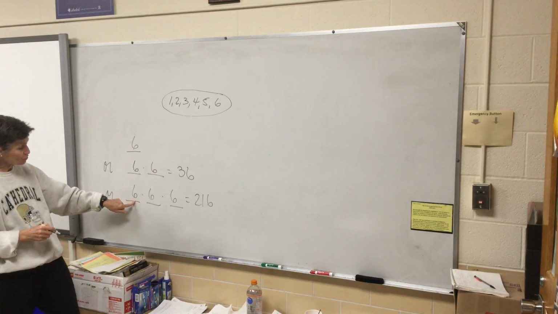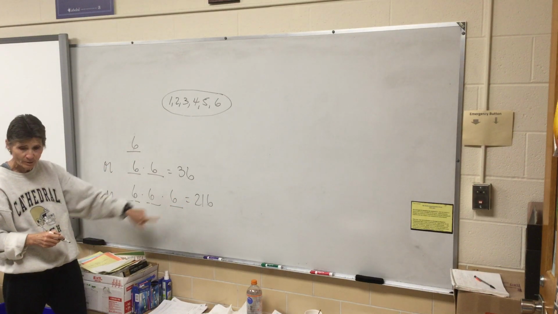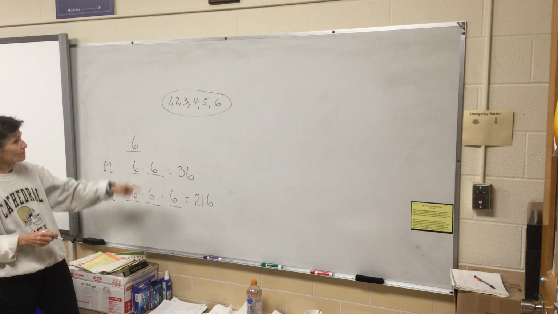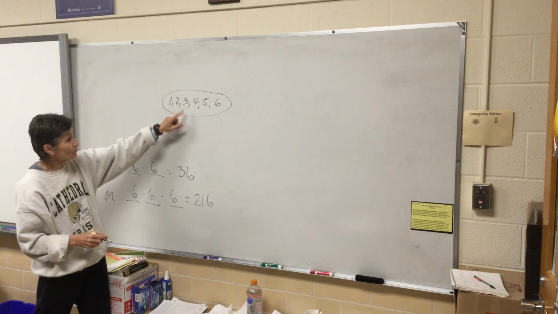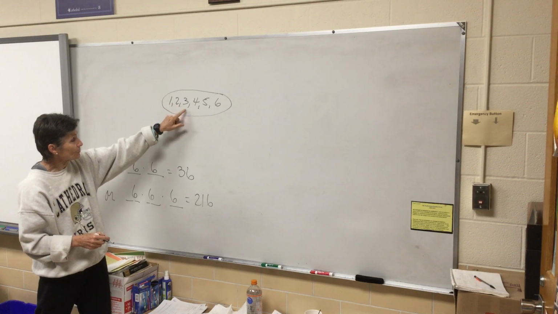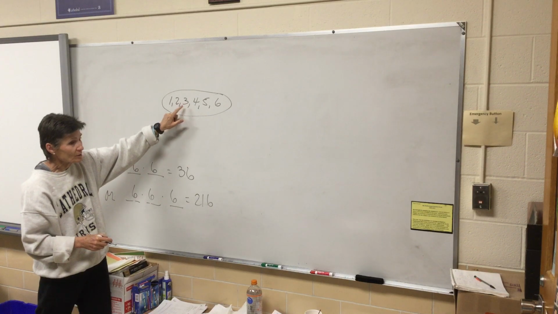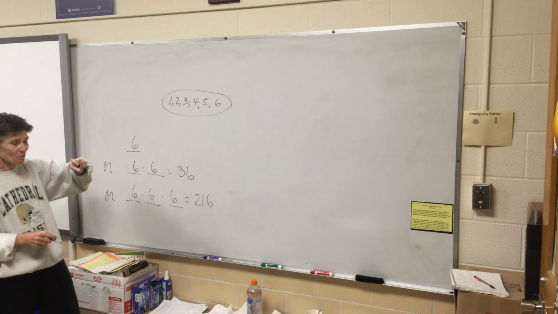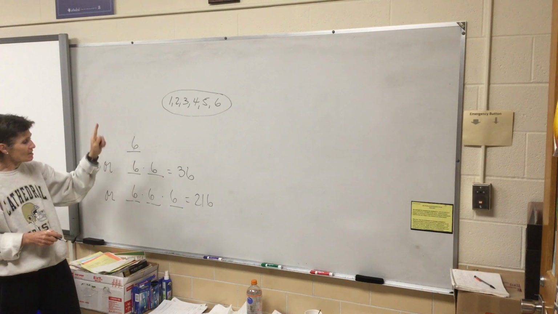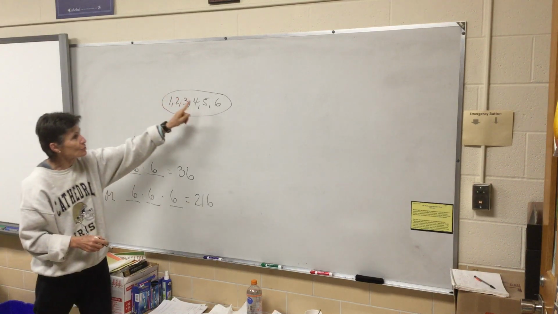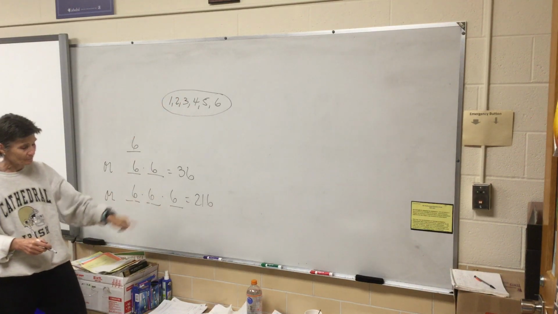$216, 6 choices, 6 choices, 6 choices. So those numbers would look like 1, 2, 3, 2, 2, 3, 3, 3, 3, just 3 threes. Any three-digit number that you use those digits for.